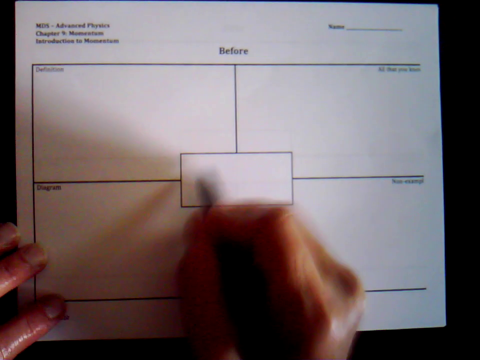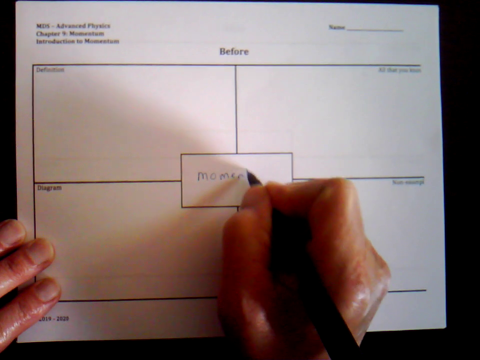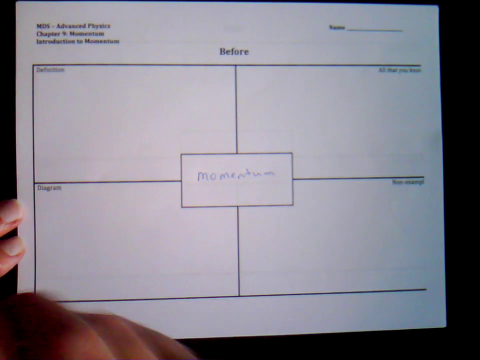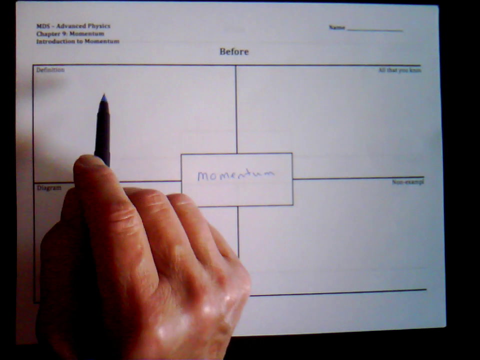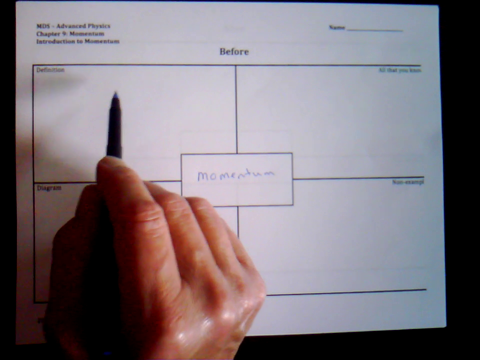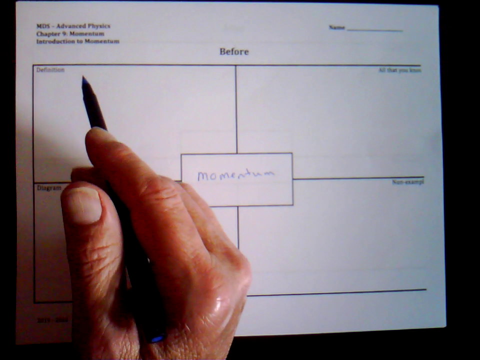What I want you to do, in this middle square right here, you're going to write the word momentum. That's the word we're going to be analyzing or trying to understand. That's a significant concept in physics, in fact. What I want you to do is take a minute or so, and up here in the upper left hand, I want you to write the best definition of momentum that you know. Do not look it up. Don't go to any internet website to find it. Just based on what you know, write your best definition of momentum. Give it your best shot, all right? It doesn't have to be right. Just give it your best shot based on what you know right now. You can pause the video and do that.